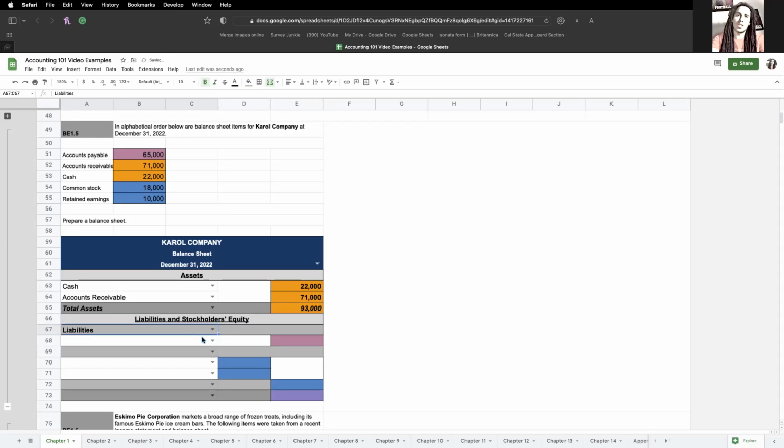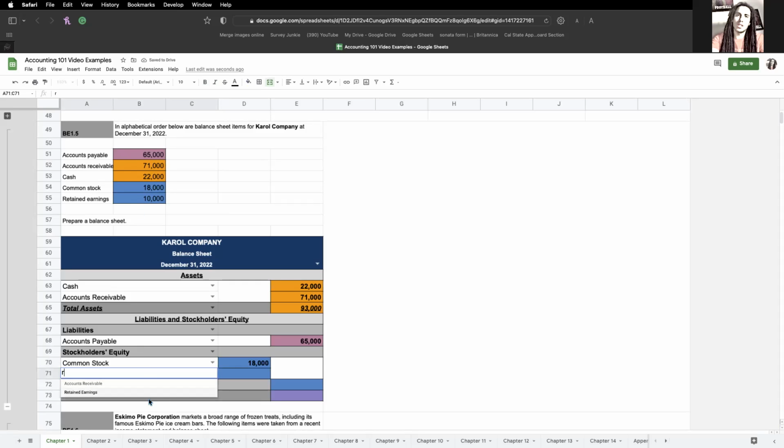For the liabilities, we have accounts payable. And accounts payable is the exact opposite of accounts receivable. So from our point of view, it's the money that we owe to creditors from a third party, such as a supplier of goods. That's going to be 65,000. Next, there's stockholders' equity. The first item is common stock. That's the cash received from investors. That's going to be 18,000.